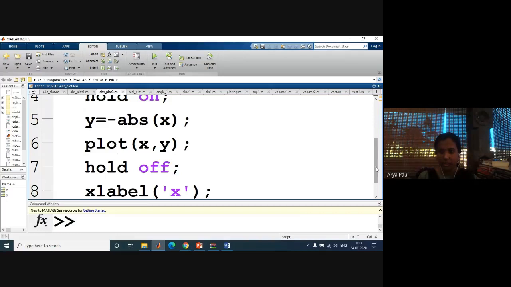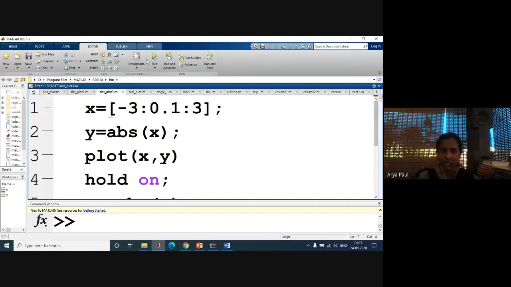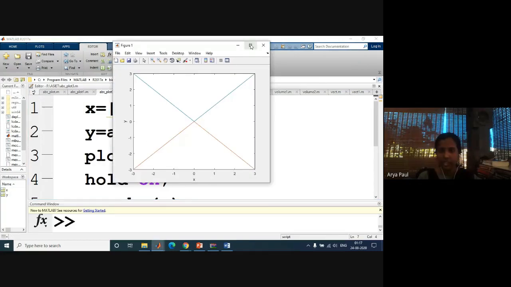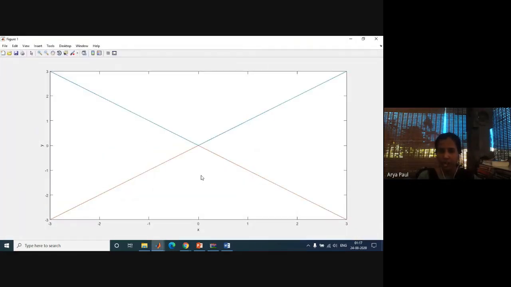That's all. This you have also seen in the last class. When I run this, you will get the combination of these two graphs in the same window. So this will be the blue color line you can see. The blue color will be your ABS of x, and the red color will be your minus ABS of x. I hope this is clear.